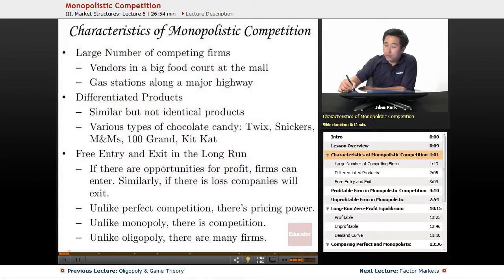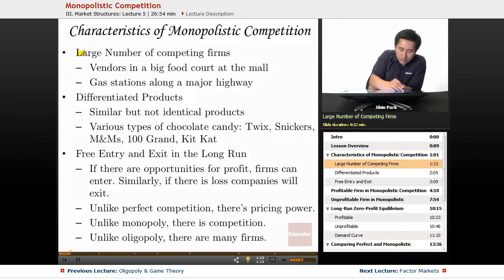So let's go over some characteristics of monopolistic competition. What separates a monopolistically competitive firm from perfect competition, monopoly, or oligopoly? Well, the first thing is that there's a large number of competing firms. So most firms are going to compete in monopolistically competitive situations.